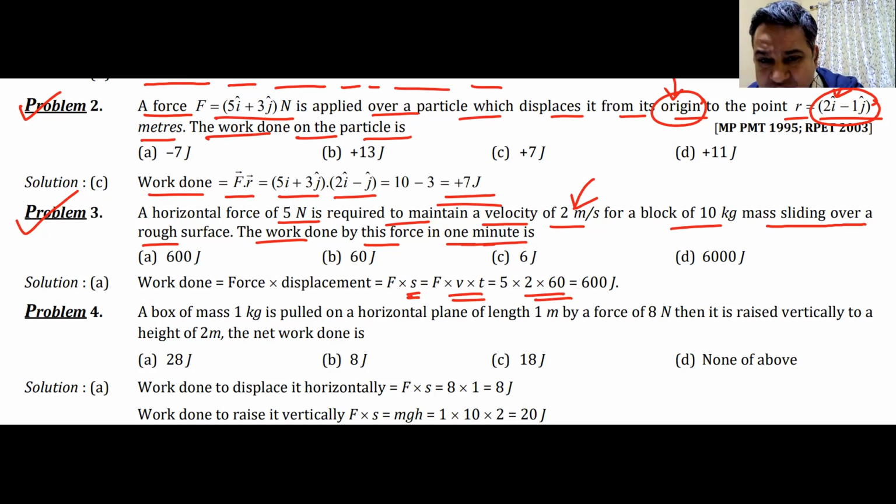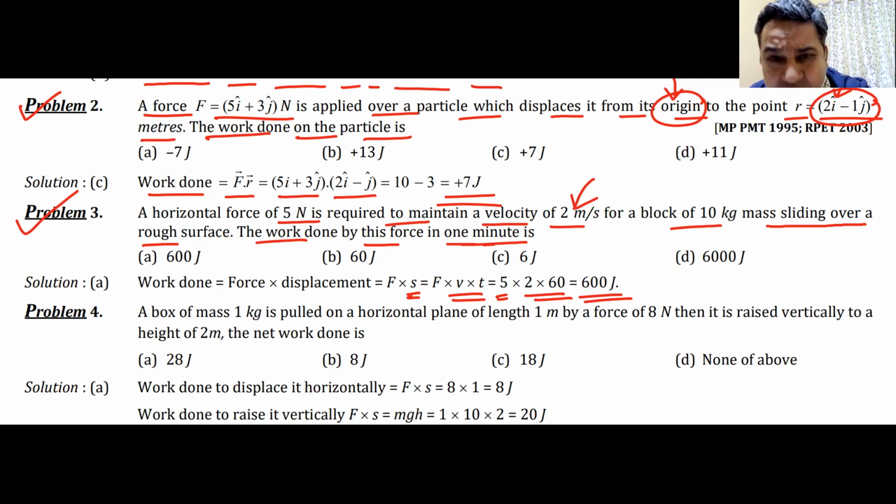120 meters is the displacement. Force is 5 newtons. Multiply 5 with 120 and you will get the answer as 600 joules. Do we understand this? Can I have some reason that we understand this? Simple question. Displacement was not given straight away. We had to find out the displacement, take the dot product.